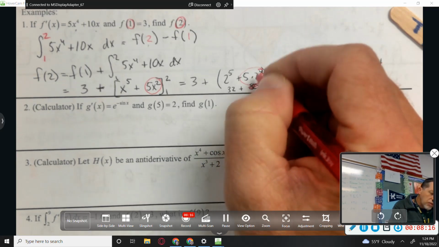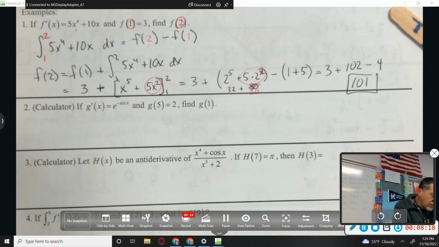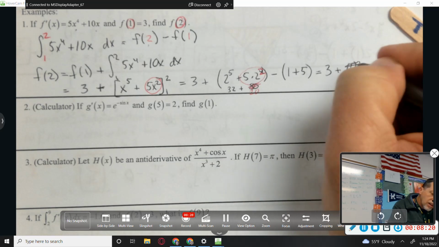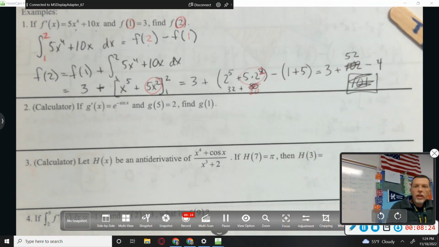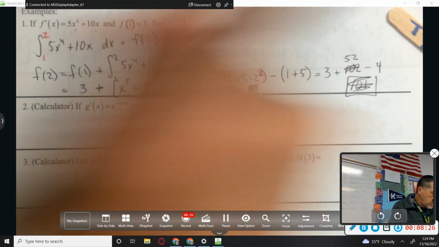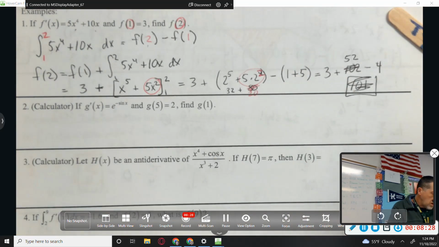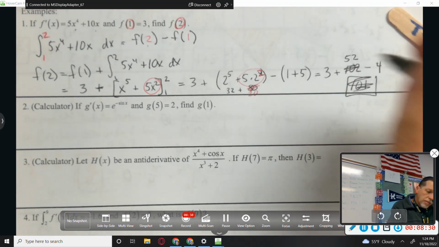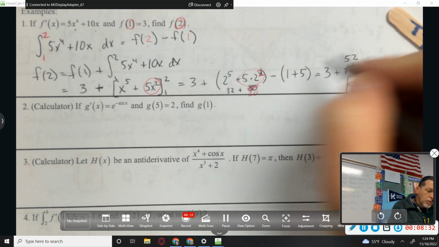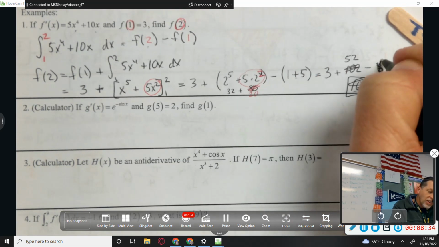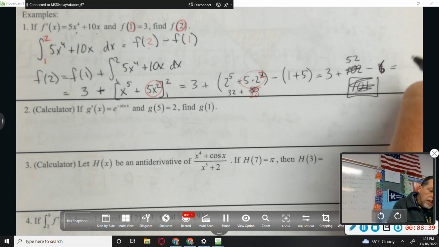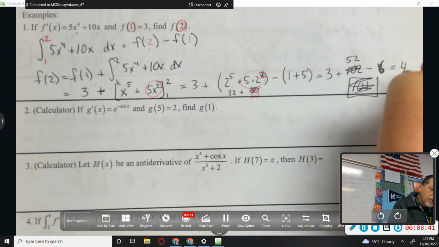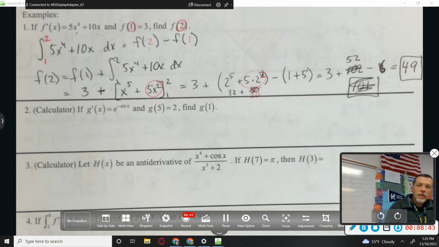So 5 times 4 is 20. This is much easier to deal with. So 52. 41? No. Minus, goodness, and then I really messed up this. 1 plus 5 is 6. Yeah, wake up. 55 minus 6 is 49. There we go. It's a lot more reasonable.